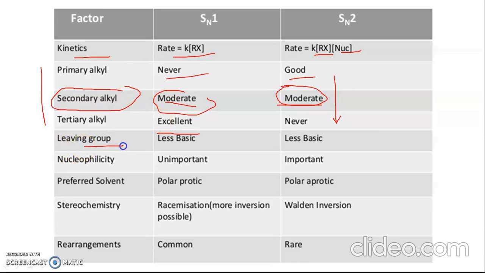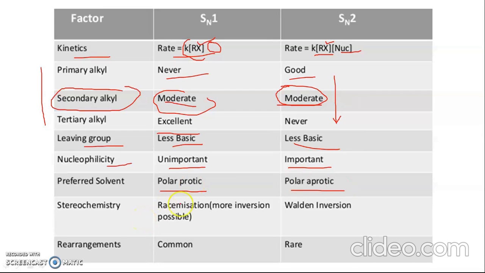Then the leaving group should be less basic in both cases, because the leaving group is there in the rate expression. If it is less basic, that is X minus is very stable, then only it can act as a very good leaving group. Nucleophilicity is not important in SN1 because there is no such term in the rate expression, but here it is important. As for the preferred solvent, we have discussed in detail that in SN1 it should be a polar protic solvent, but in SN2 it should be a polar aprotic solvent.